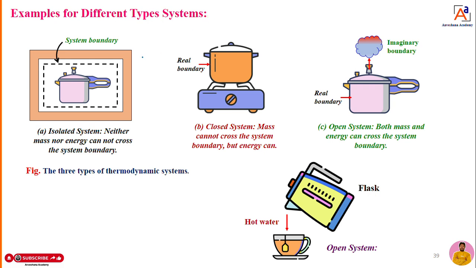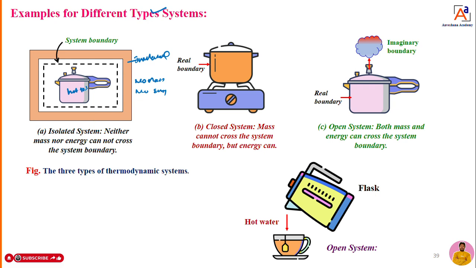Okay, now here I am going to consider some examples for different types of system. What is an isolated system? You can see what I have done. I have taken a hot pot and put it into an insulated box. If it is an insulated box, there is no mass transfer and no heat transfer. That is nothing but an isolated system: no mass transfer and no energy transfer.